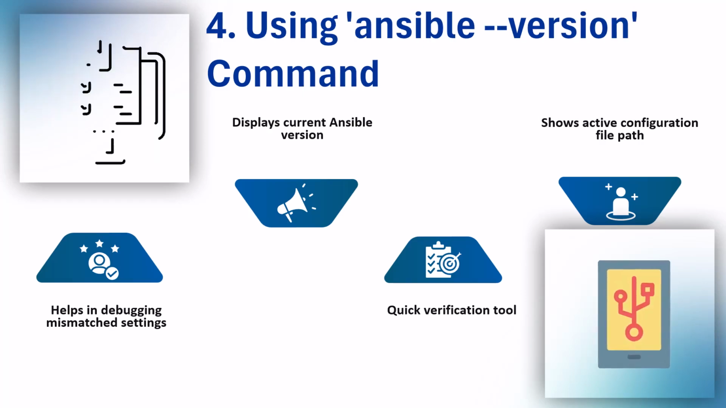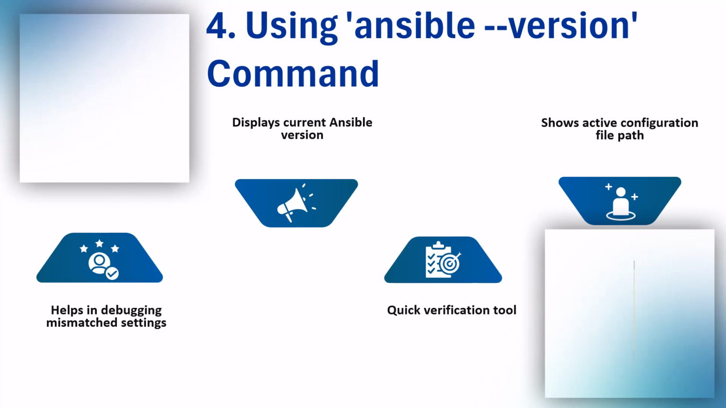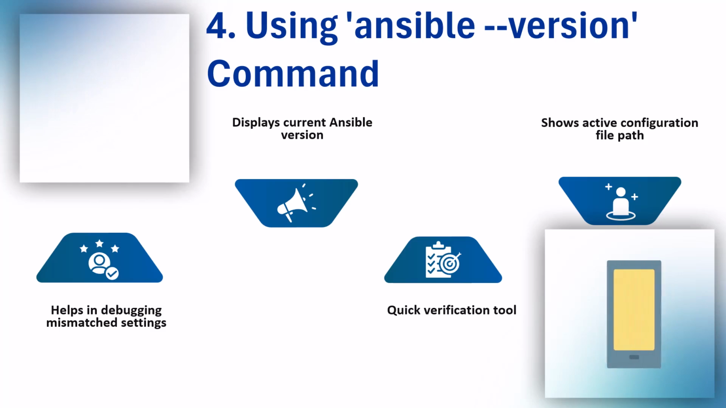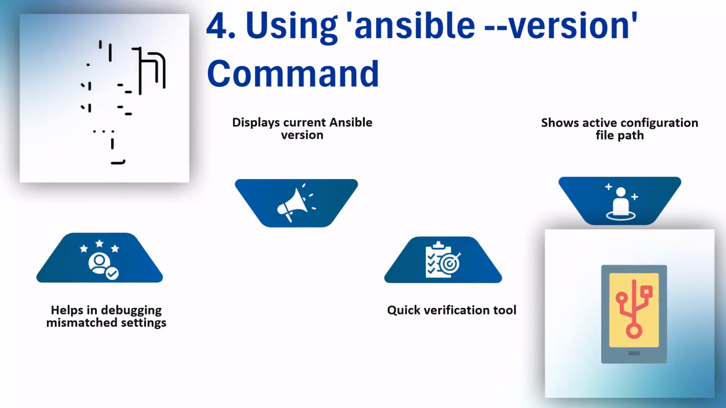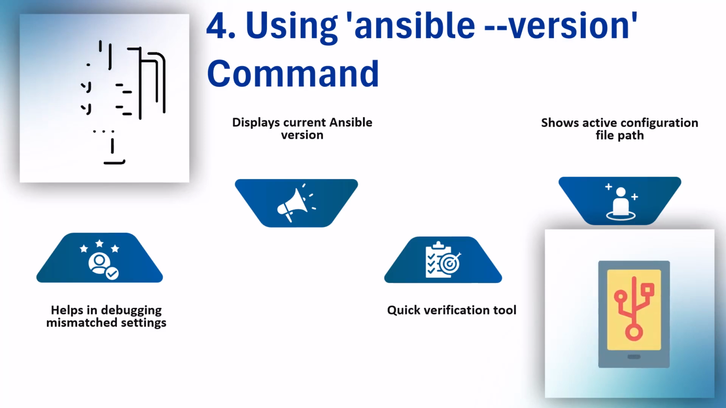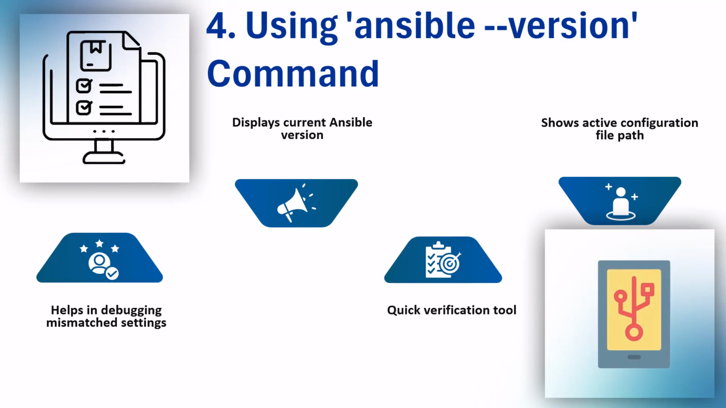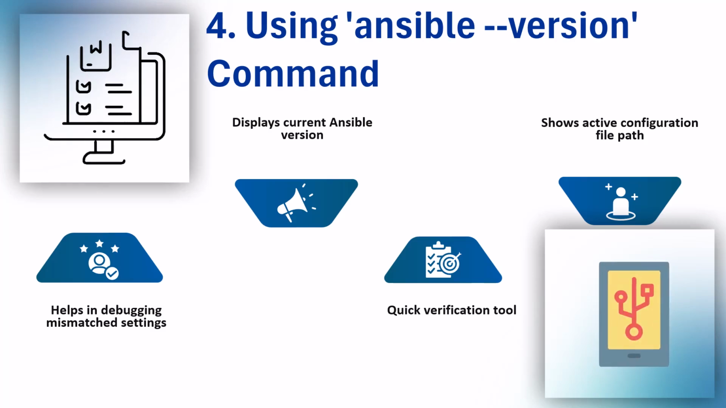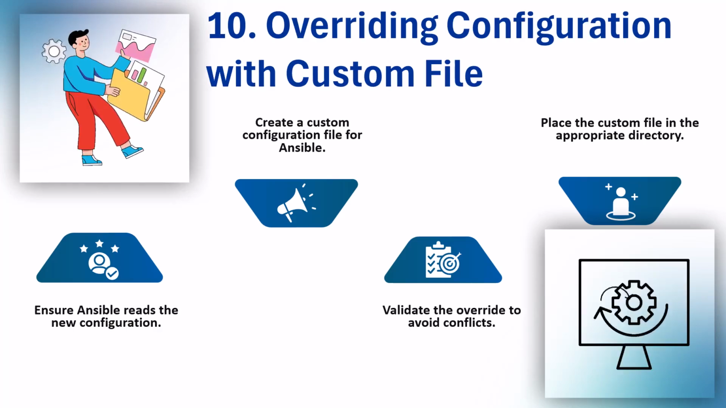When in doubt, ansible --version is your best friend. Not only does it show which Ansible version you're working with, but it also tells you exactly where the configuration file is hiding. It's a quick sanity check, kind of like looking in the mirror before leaving the house. If things seem off, it's better to spot issues here than much later in your deployment. Ansible's default settings are fine, until they aren't.